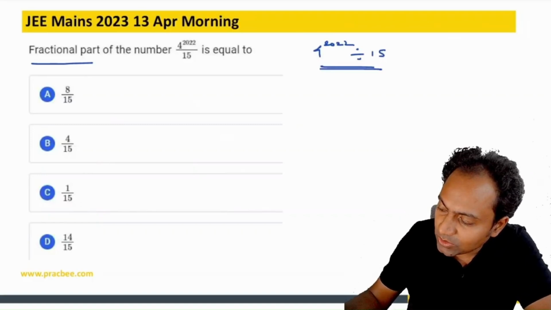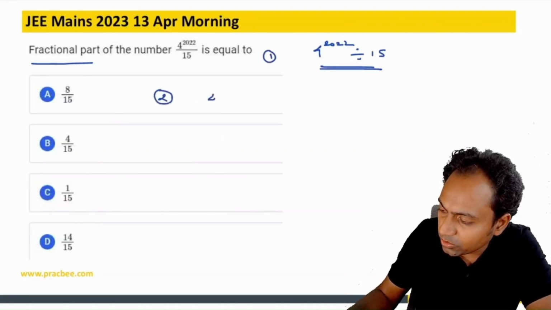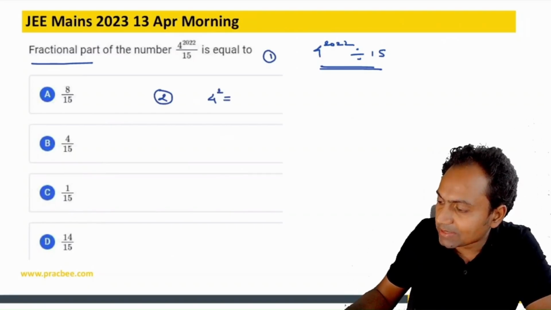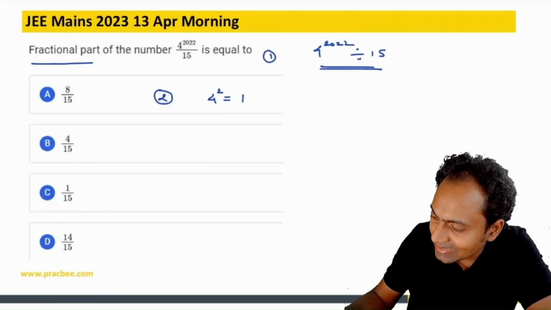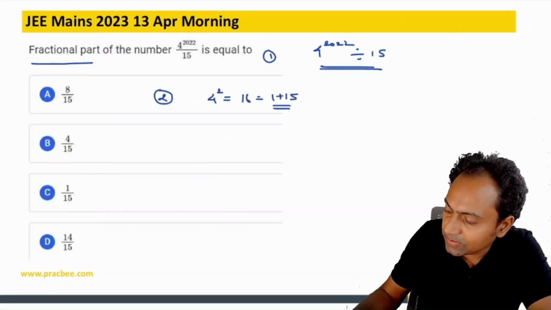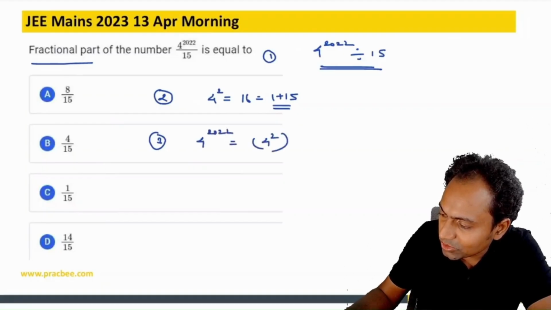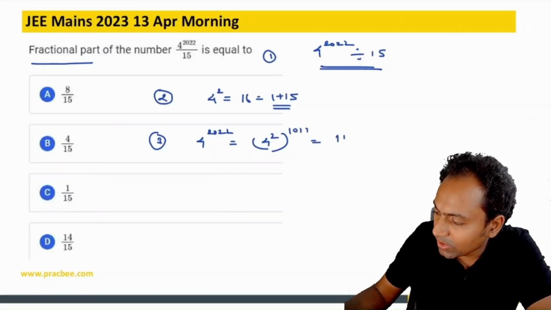Now, once you have understood this first thing, let us move on to the second idea. What we need to do is search for some power of 4 such that it is 1 plus or minus the divisor. So here if I take 16, it is equal to 1 plus 15. Why are we doing this? Because in the third step, when you write 4 raised to the power 2022, we will be able to express this as 4 square raised to the power 1011. That in turn can be written as (1 + 15) raised to the power 1011.